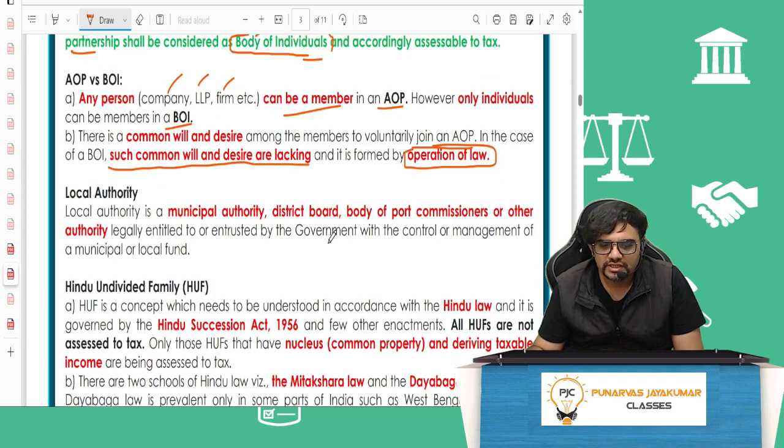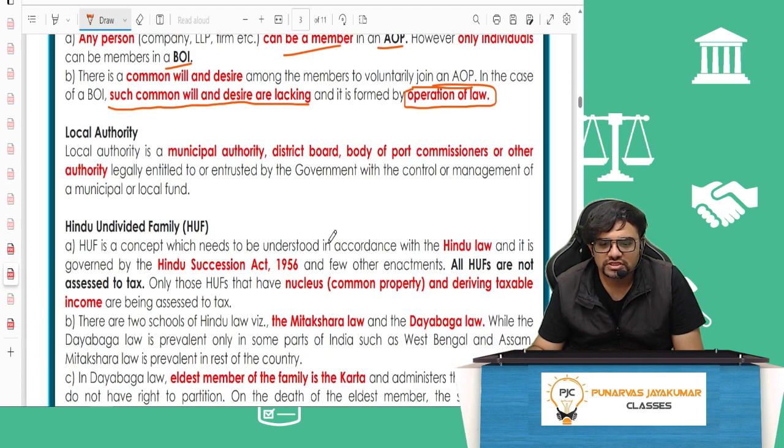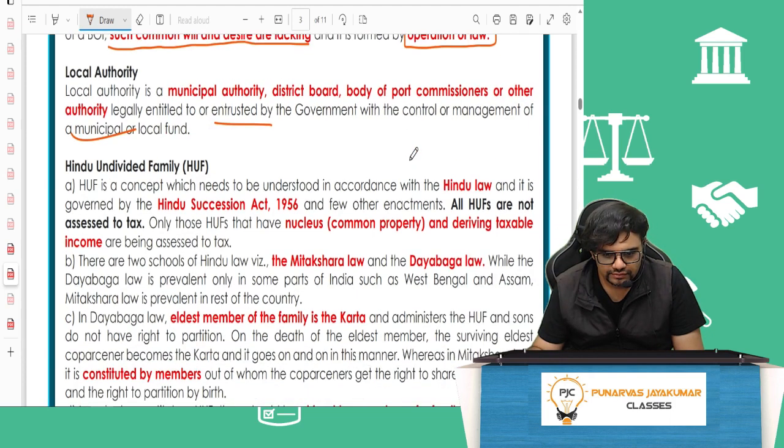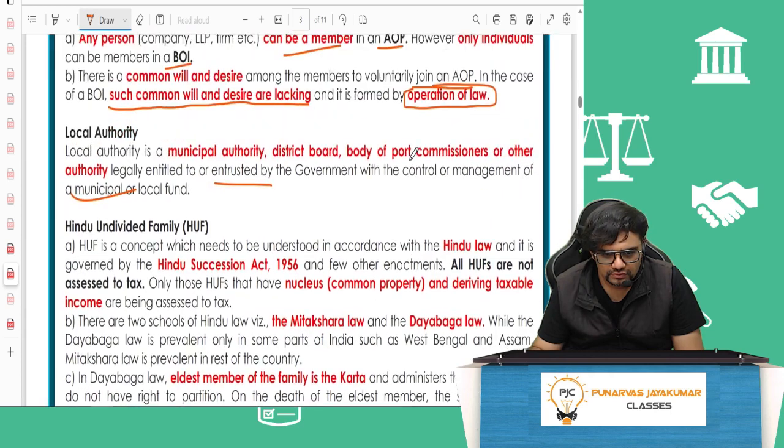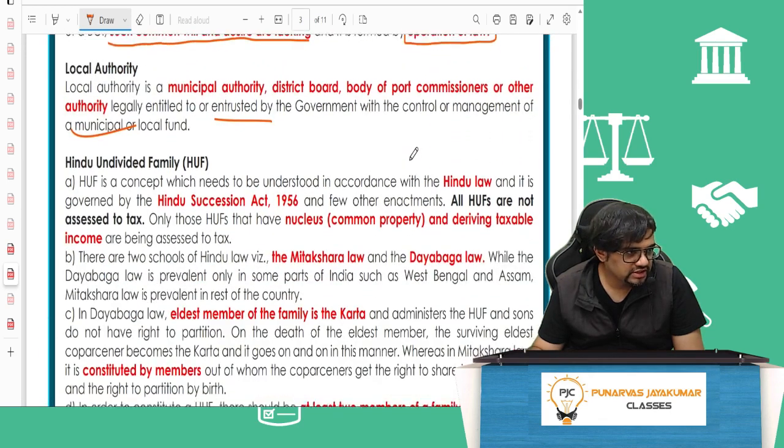Local authority. It's a municipal authority, district board, body of port commissioners, any other authority entrusted by the government. This is your BESCOM, BDA, BBMP, all these things. Greater Chennai Corporation. Just know the basics of all this.